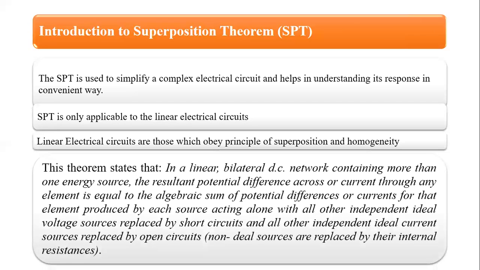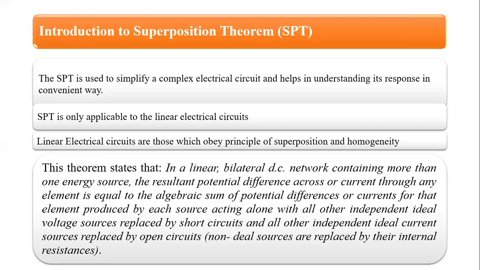Now, as far as the statement of this theorem is concerned, this theorem states that in any electrical network which contains two or more electrical sources, whether voltage sources or current sources or both, if we have to find the current or voltage through or across any branch of the circuit, then the net effect, the net current or net voltage in that branch, would be the algebraic sum of the effects produced by each source in that branch when the source acts individually.